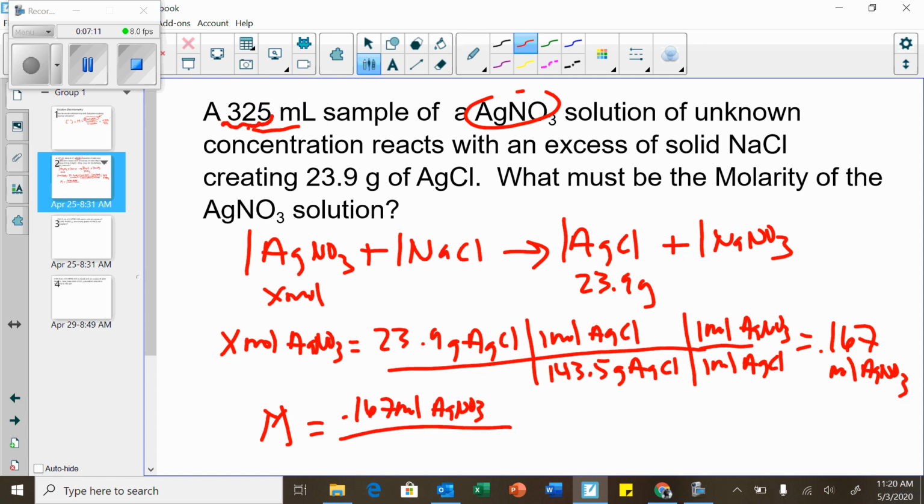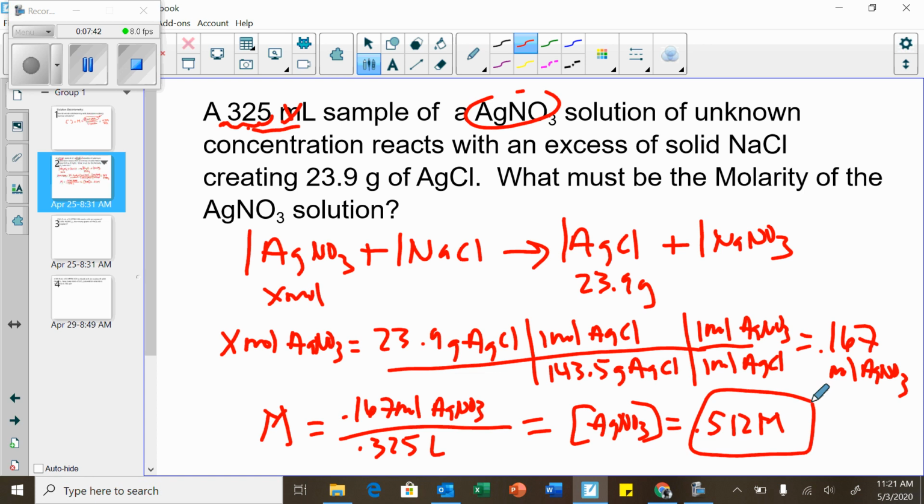Boom, boom, boom. 0.325. And we got our molarity. So divide this guy by 0.325. So about 0.512. So the concentration of the AgNO3 is 0.512. And man, there it is.